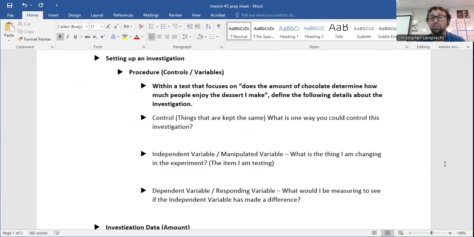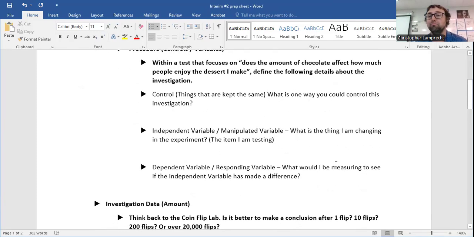Everything is going to be controlled except the one thing I am changing. The one thing I'm changing in this is the amount of chocolate, which when you look at that test, asks: does the amount of chocolate affect or determine how much someone enjoyed the dessert I make? So the thing that we're testing is the amount of chocolate. That is called your independent variable. The one thing you are changing in the experiment is your independent variable. That's the one thing you're focusing on, the only thing you're changing. Everything else should be a control.